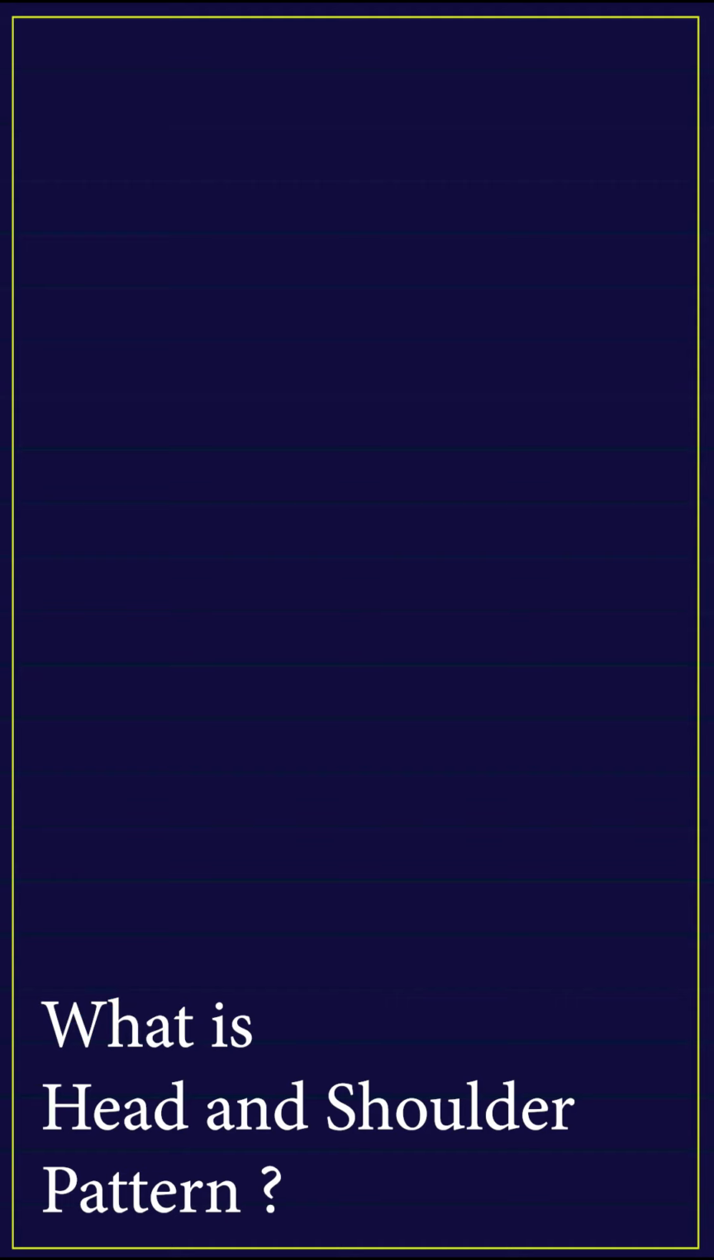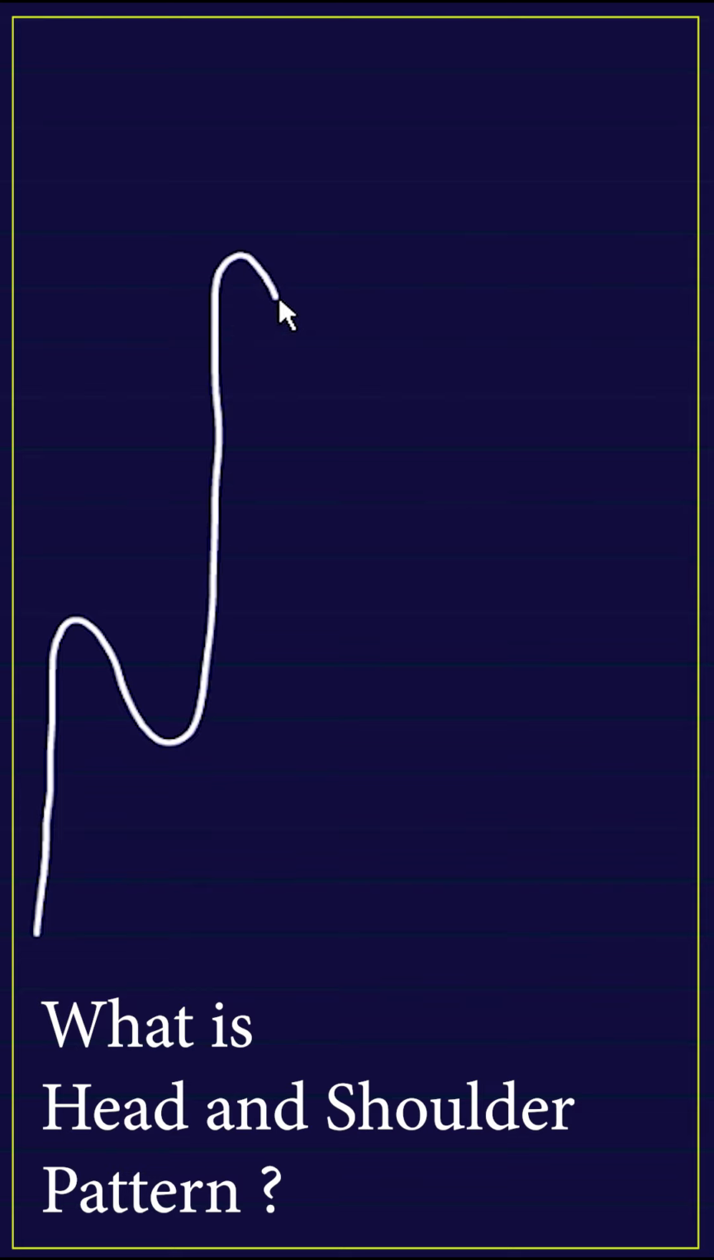What is head and shoulder? Head and shoulder comes at the end of a bull trend. So basically the buyers are in control, they are going up, up, up, then they come to a correction, then they go back up, push it further up, and they make the head. And the first one was the left shoulder.